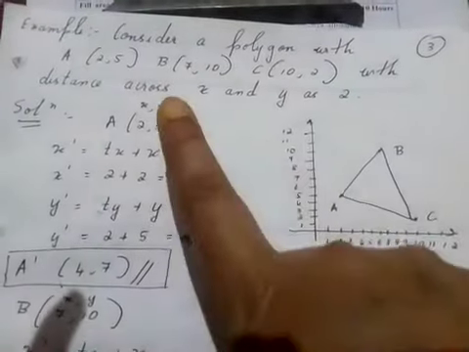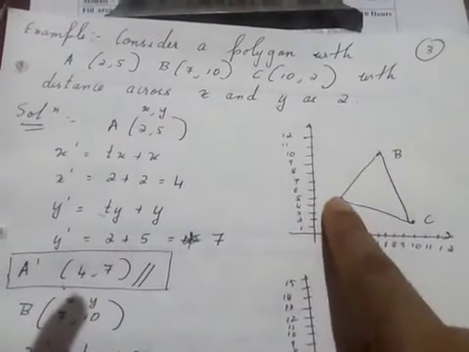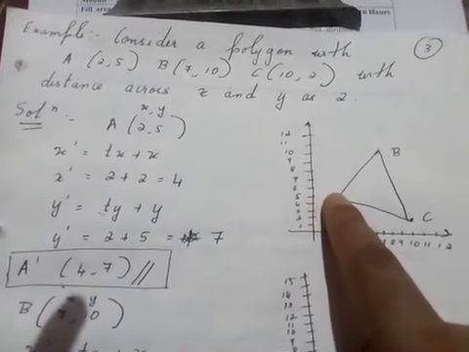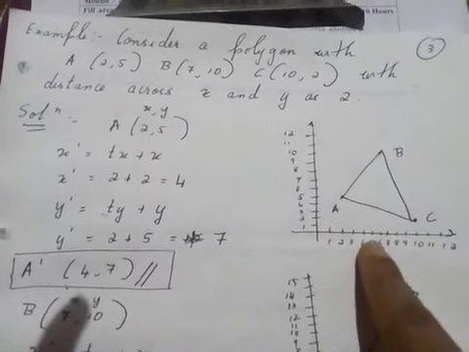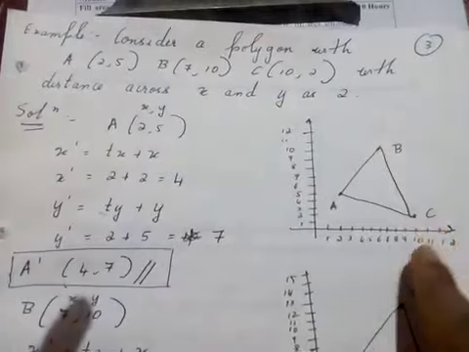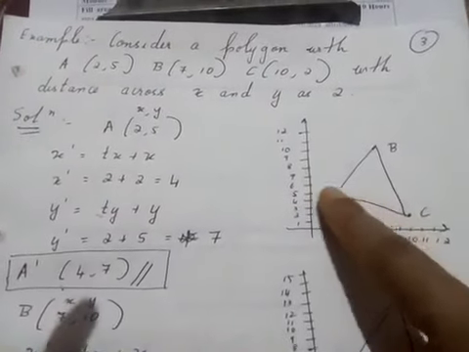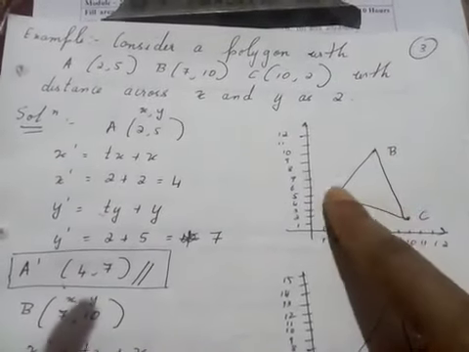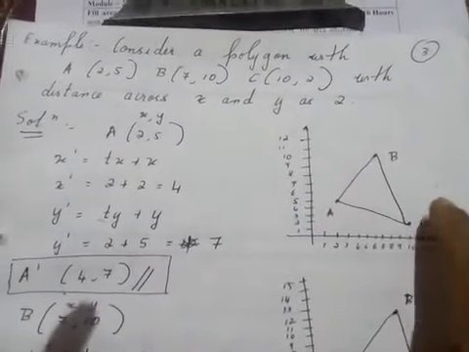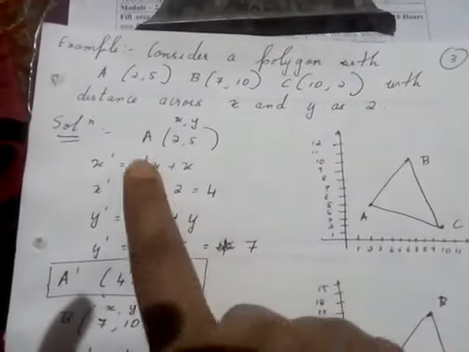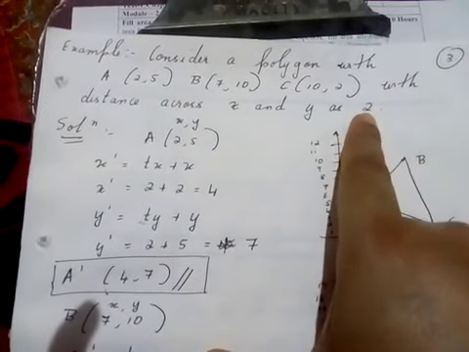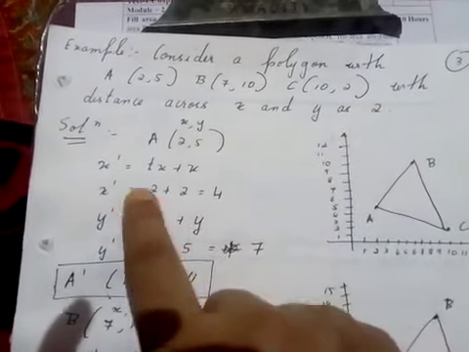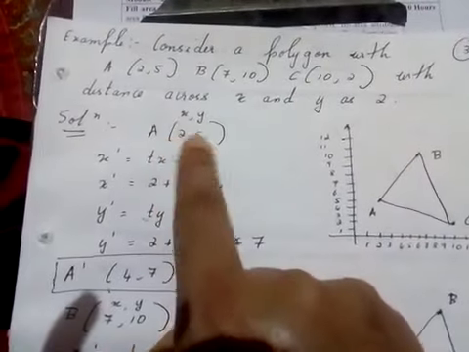So what is A? A is 2, 5, draw a point here. What is B? B is 7, 10, put a point here. What is C? C is 10, 2. Then draw the polygon. So you have to find the new A, new B and new C. What is A? A is 2 comma 5. What are tx and ty? Tx and ty are 2. Here 2 is x and y is 5.